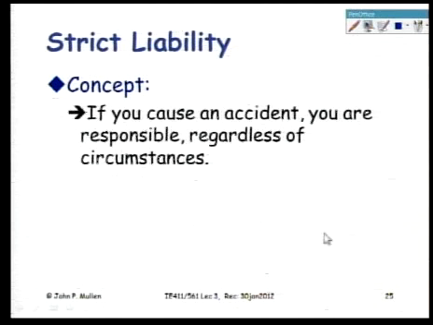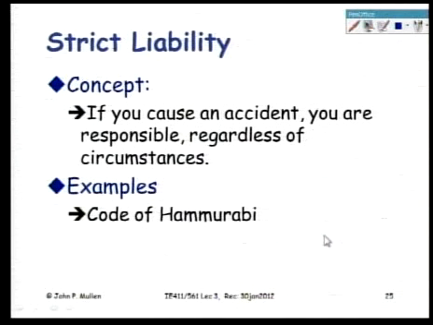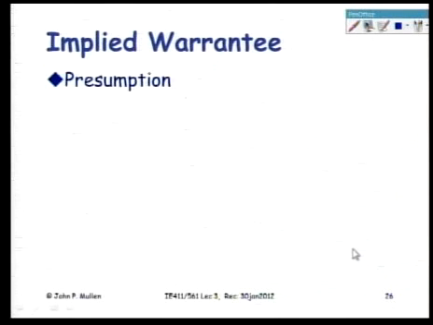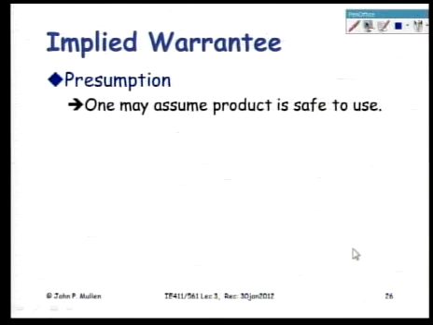Now, strict liability, the concept is if you cause an accident, you're responsible regardless of the circumstances. Code of Hammurabi, right? Examples: Code of Hammurabi. Hey, I saw that somewhere. Implied warranty. Blood law. Nothing to do with vampires. Implied warranty presumption: one may assume a product that you buy is safe to use. If you buy a coffee maker, it's reasonable to presume it will not burn down your house. Okay?